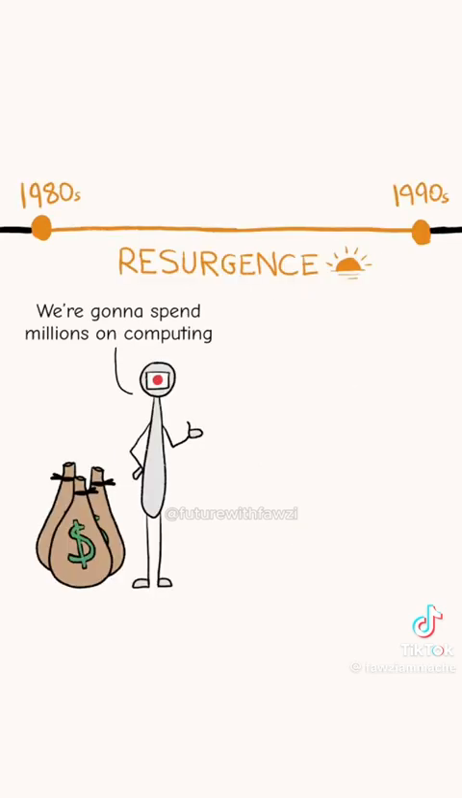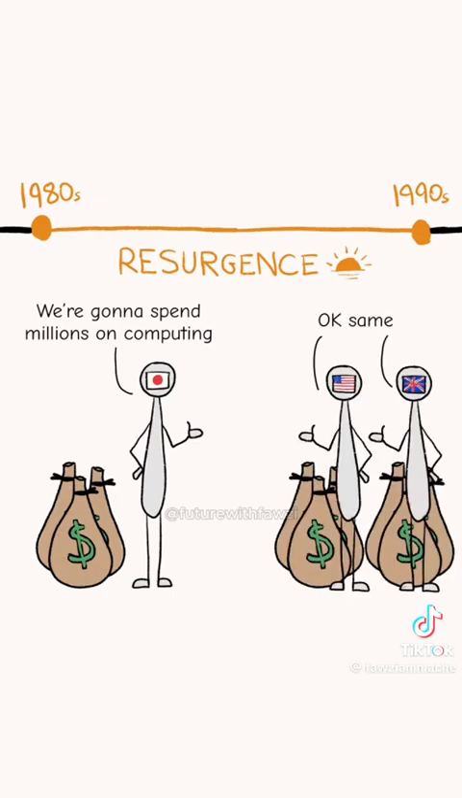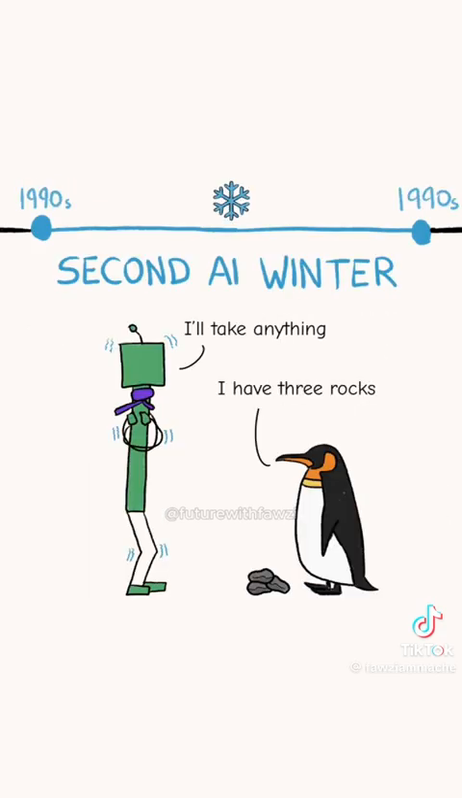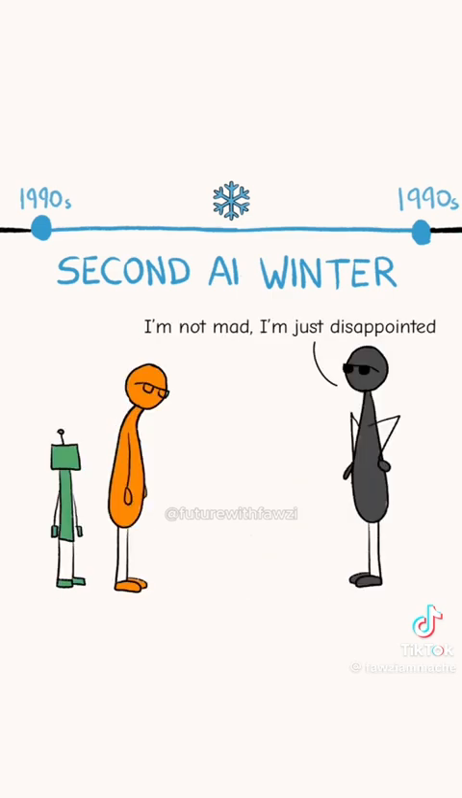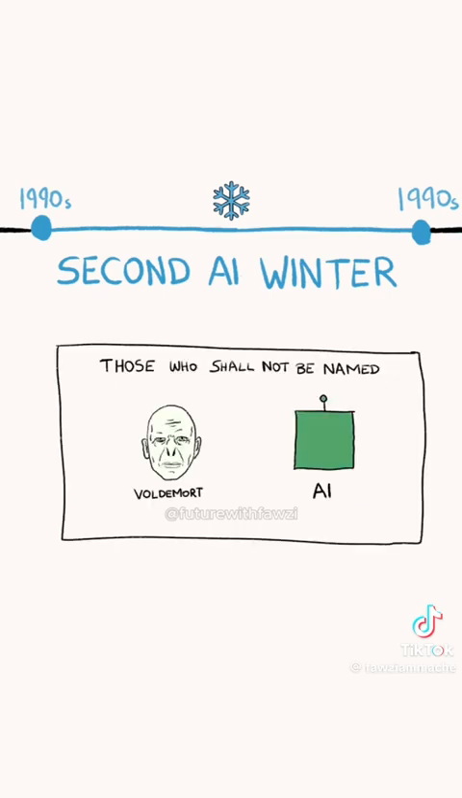The field went through a slight resurgence after Japan invested heavily in its computing industry, which pressured the UK and the US to do the same. But they failed to deliver on their promises again and entered a second winter. At this point, 40 years had gone by with no fruitful applications of AI, and the industry was at rock bottom. Some computer scientists were even ashamed to say that they worked on AI and avoided the term completely.